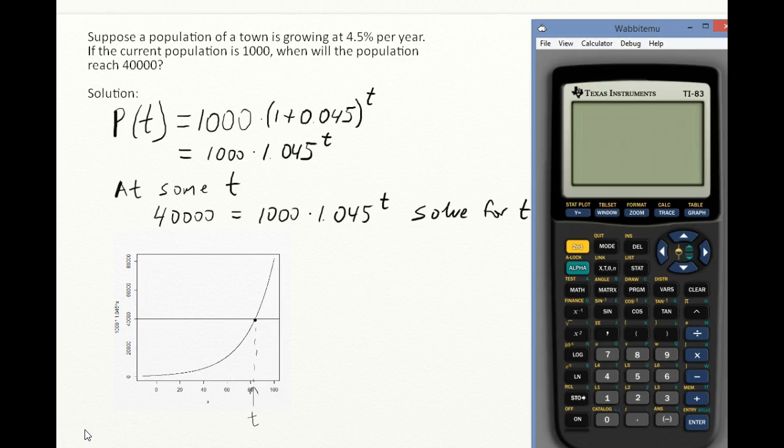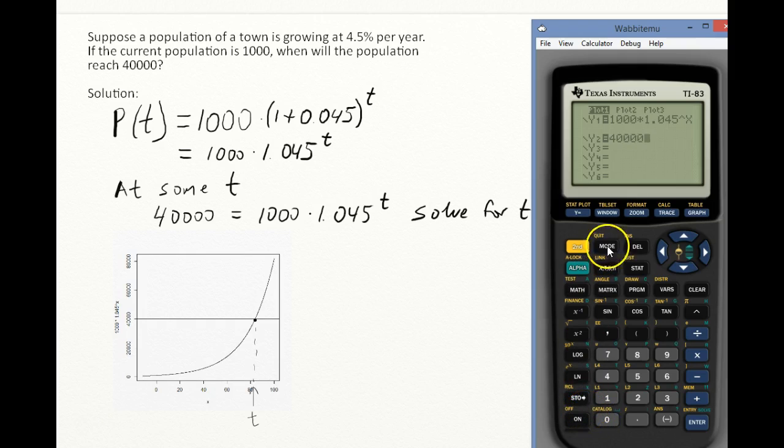Okay, so let's use a calculator to solve this, right? So we're looking for the intersection of two curves. One is the exponential curve, and the other one is a horizontal line. So I'm going to turn on my calculator and input the two functions here: 1,000 times 1.045 to the power of t, or we'll call it x in this calculator, and also 40,000.